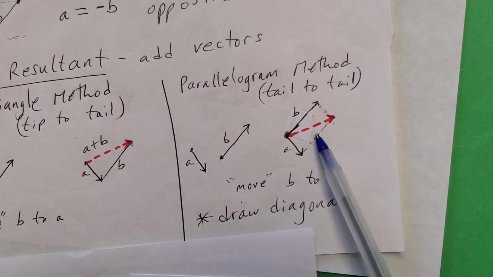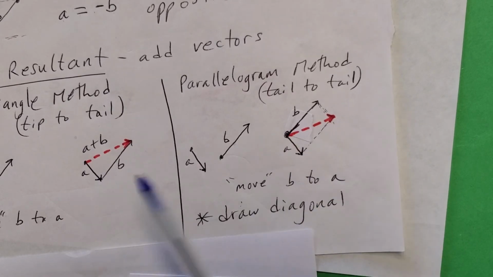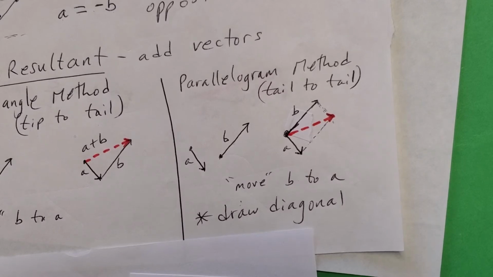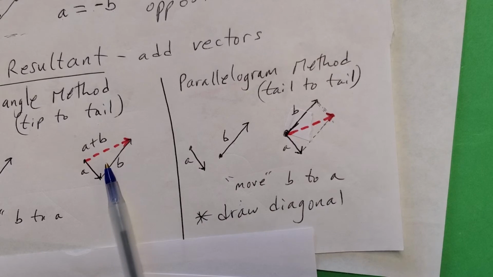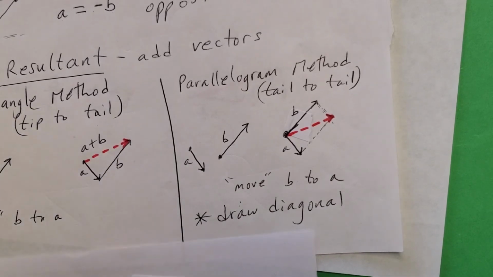And if you look at the two answers, aren't they exactly the same? Look, you're going the same direction and the same distance. Okay? Again, from what I see, most students like to do it this way, the triangle method. Okay?